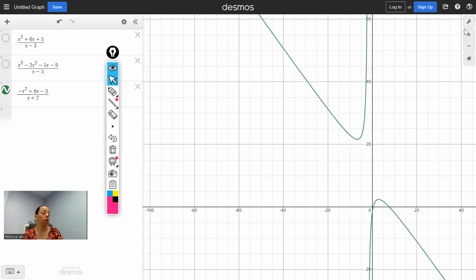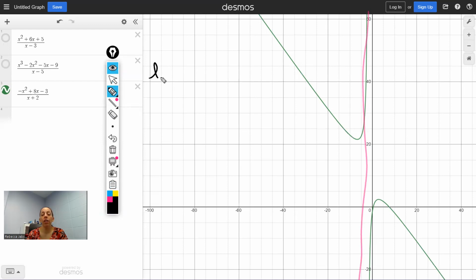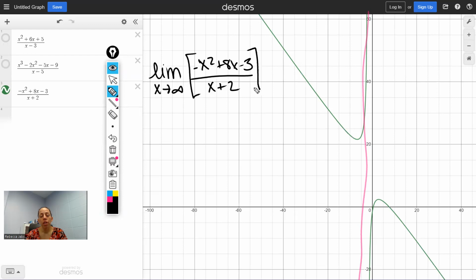All right. So look at this green graph, please. Again, ignore the hiccup in the middle. What is this graph doing as it goes to the right? I hope you said going down. So if you want to write down negative x squared plus 8x minus 3 all over x plus 2, the limit that way would be infinity. Nope, my fault. You said that graph was going down, so that would be negative infinity.